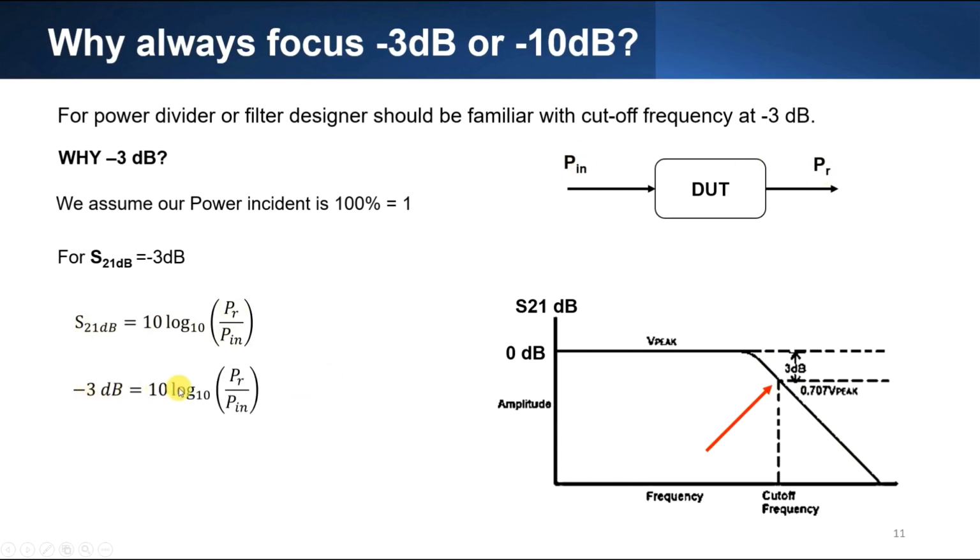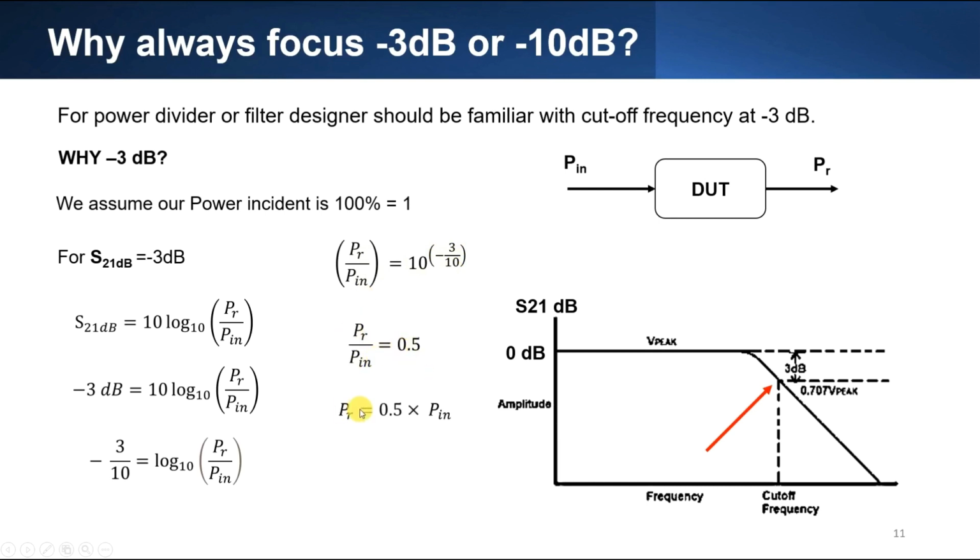-3 dB equals 10 log of power received divided by power input. Then we have 10 to the power of -3 over 10, so the power received divided by the power input equals 10 to the power of -3 divided by 10, which is 0.5. Then the power received equals 0.5 times the power input.